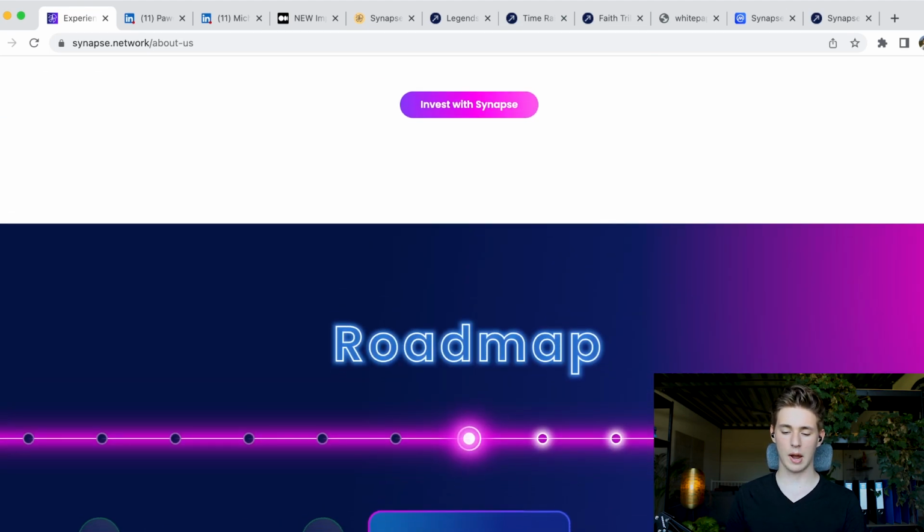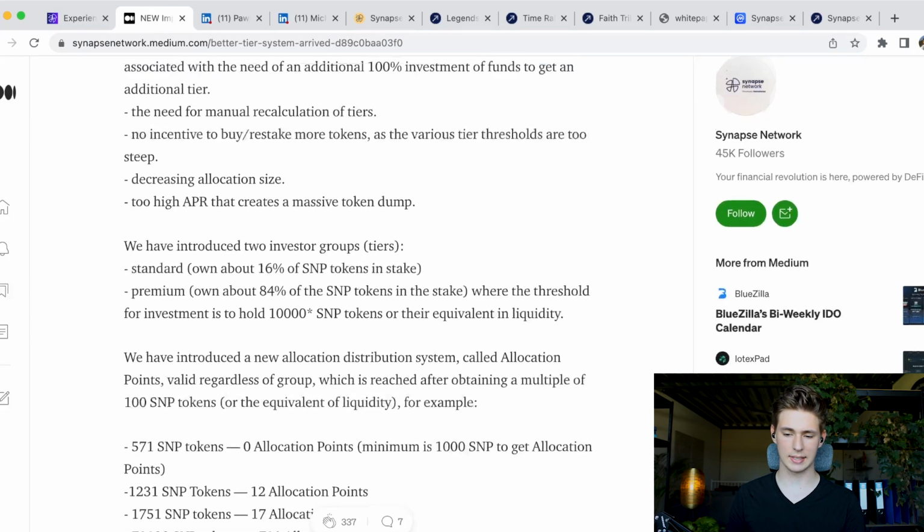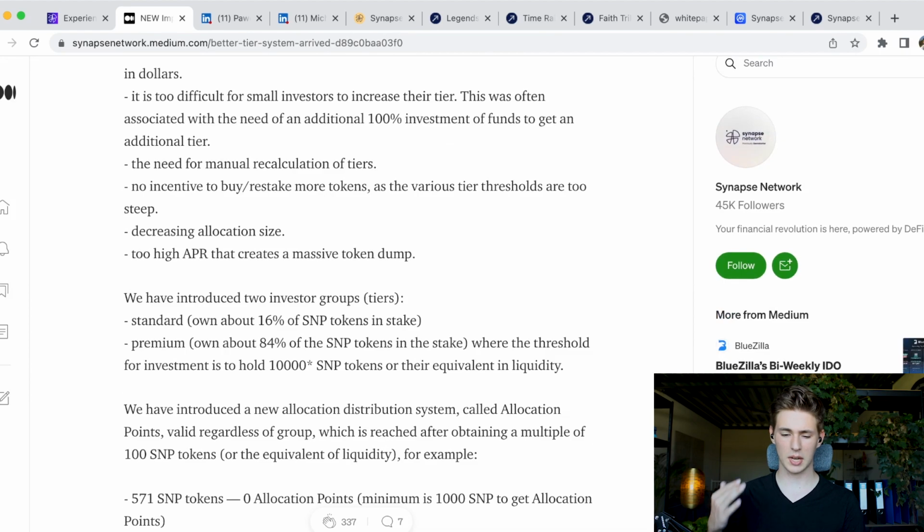Before we do, however, I want to quickly show you guys the tiered system. The tiered system is not on the website, but it is one of the most important elements of the Launchpad. So we're going to continue with the tiered system and the team, but first we'll look at the tiered system. Over here, we can see we have a pretty difficult to understand tiered system. It's not on the website, but it is in this Medium article.